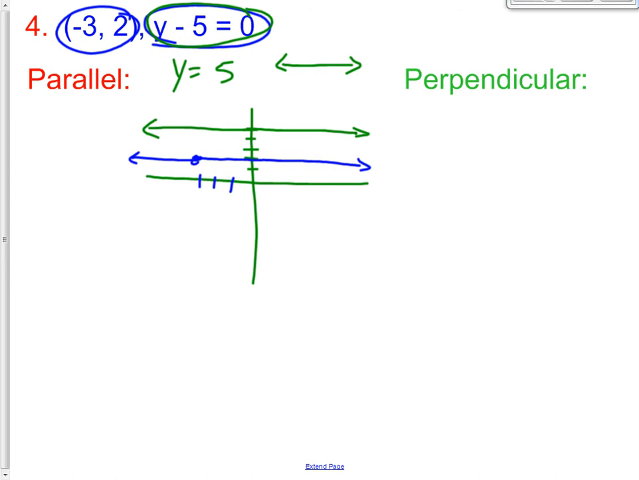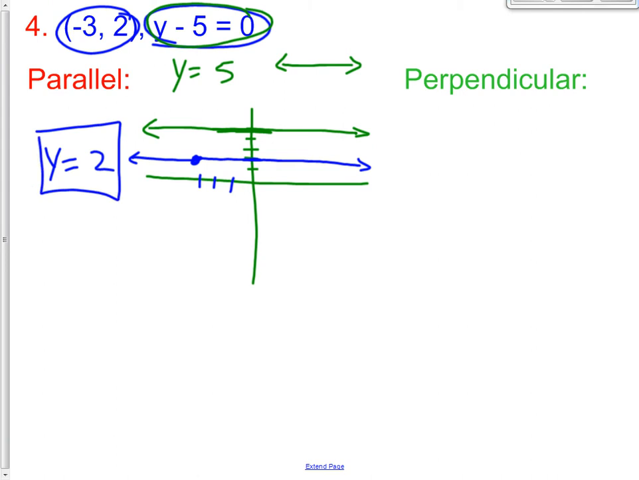So if it goes through this point, and the green one stays at 5, then the blue one is going to stay at 2. So this line right here is just the line y equals 2. And that is the point slope form, the slope intercept form, and the standard form. It is just y equals 2. So here's my answer for parallel.